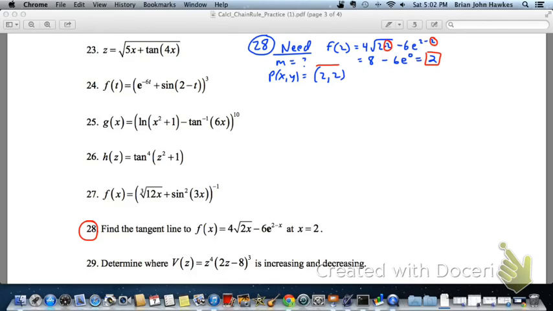So we have that. Now all we need is the derivative. We need the slope, which is the derivative when x is 2. So the slope when x is 2 is the slope that we need.